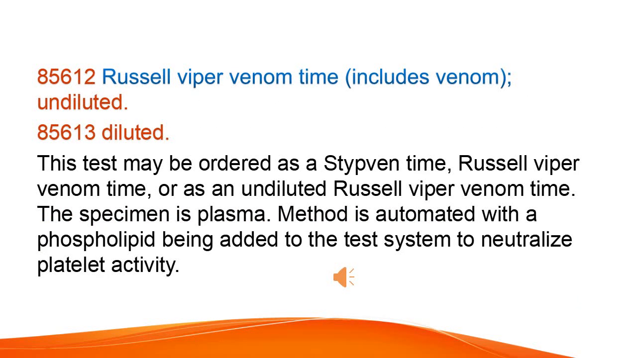Russell viper venom time, includes venom, undiluted. Diluted. This test may be ordered as a Stypven time, Russell viper venom time, or as an undiluted Russell viper venom time. The specimen is plasma. Method is automated with a phospholipid being added to the test system to neutralize platelet activity.